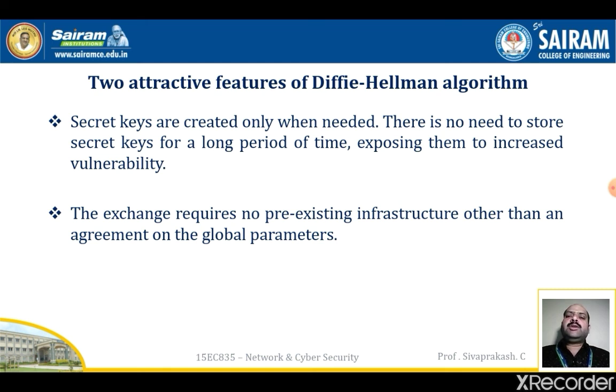Coming to the two attractive features of the Diffie-Hellman algorithm: first, secret keys are created only when needed. There is no need to store secret keys for a long period of time, as exposing them would increase vulnerability. Second, the exchange requires no pre-existing infrastructure rather than an agreement on the global parameters.